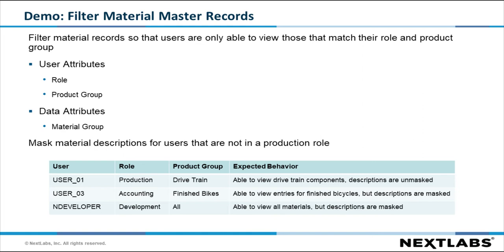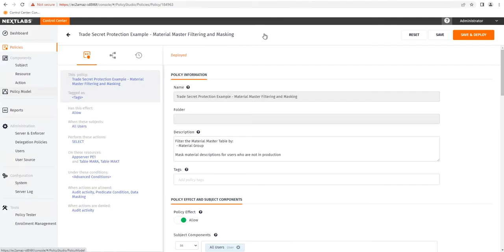Finally, we have the end developer user, who is a power user and as such has access to the records for all product groups. Since they are not in a production role, however, they will have the material descriptions masked, even though they are a power user. Let's take a look at how this is done with DAE.